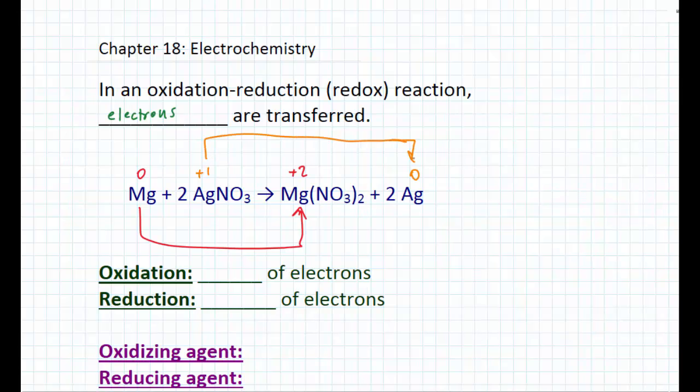Okay. So we track each of the ions from one side to the other to figure out what happened. Okay. To go from 0 to plus 2, what did magnesium have to do? It had to lose 2 electrons. And likewise, silver had to gain 1 electron each, okay, with the coefficient of 2. Okay. So, what did we define oxidation as? Anybody remember? Oxidation is loss of electrons. Okay.